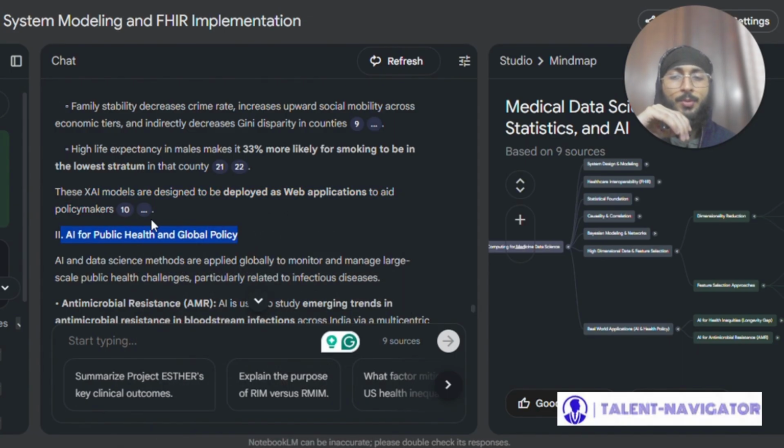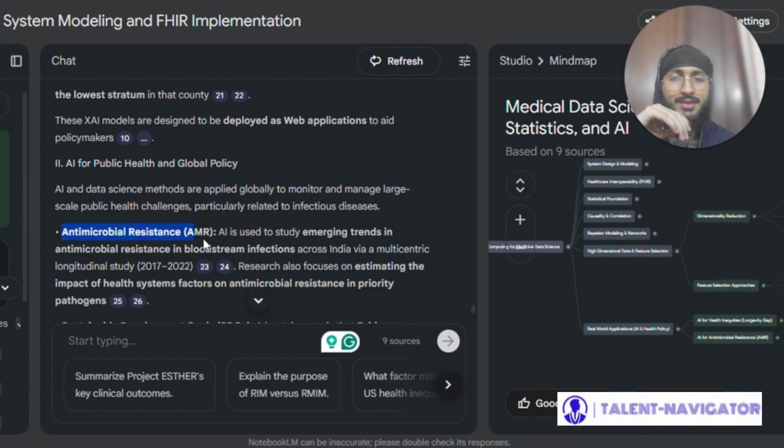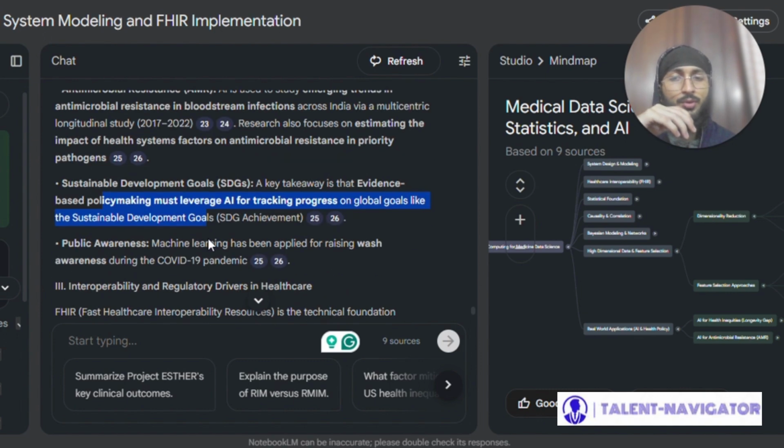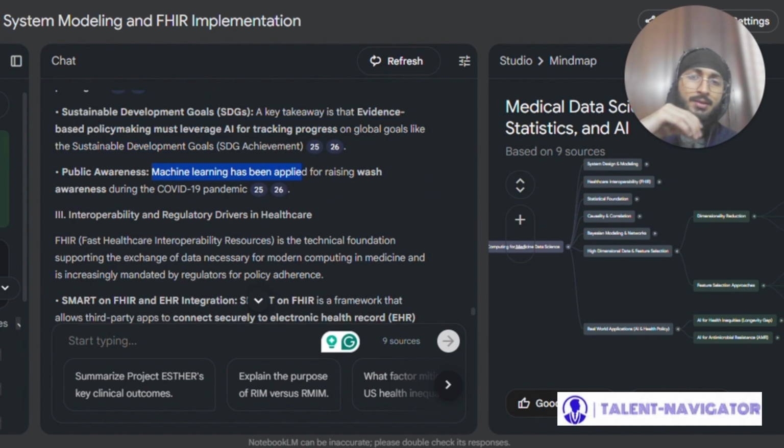AI for public health and global policy. So, antimicrobial resistance (AMR). AI is used to study emerging trends in antimicrobial resistance in bloodstream infections across India via a multicentric longitudinal study. Research also focuses on estimating the impact of health systems factors on antimicrobial resistance in primary pathogens. Then we have the SDGs, that are Sustainable Development Goals. Evidence-based policymaking must leverage AI for tracking progress on global goals like the Sustainable Development Goals. And for public awareness, ML has been applied for raising WASH awareness during the COVID-19 pandemic.